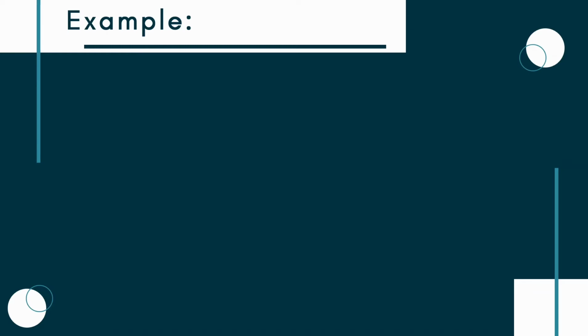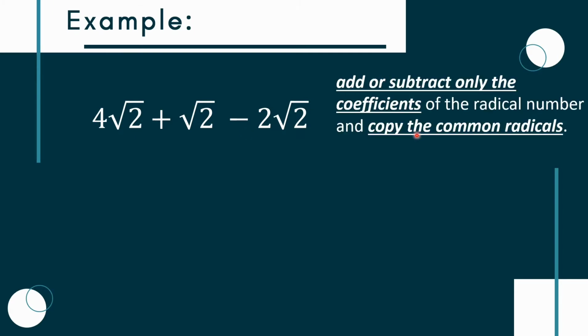Let us have the first example. Here we have 4 square root of 2 plus square root of 2 minus 2 square root of 2. If you noticed, we have 3 terms, okay? And we have 2 operations. Ang isa ay addition at ang isa ay subtraction. So here, in order to solve this, we need to remember this rule. Add or subtract only the coefficients of the radical number and copy the common radicals.